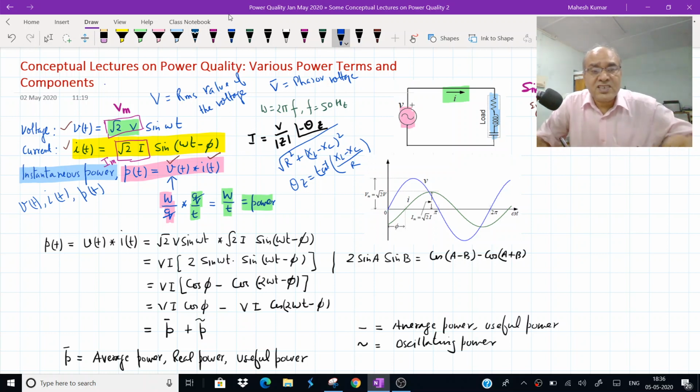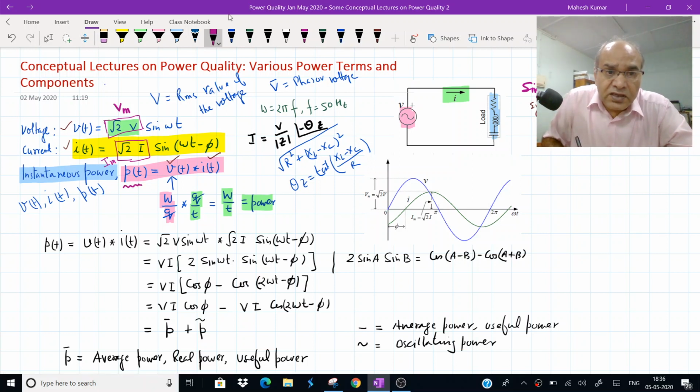So this is called instantaneous power and it has a dimension of watts, because this is W by T, joules per second. So finally this expresses the power. Since it is the product of instantaneous voltage and current, it forms the instantaneous power. There is no term associated with it, like active, reactive, imaginary, oscillatory, average, nothing. Simply this is called instantaneous power.